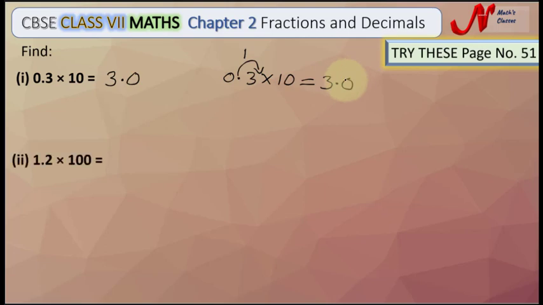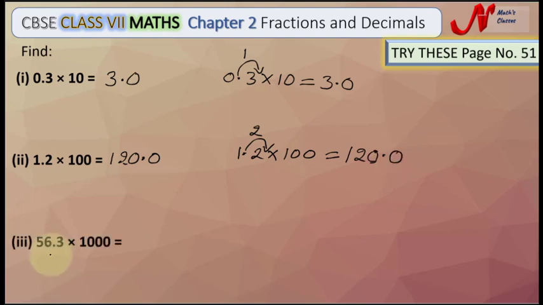Next we find the product of 1.2 with 100, so it can be written as 120.0, because when we multiply 1.2 with 100, here we have two zeros, so we shift the decimal point two places to the right, so we can write 120.0.